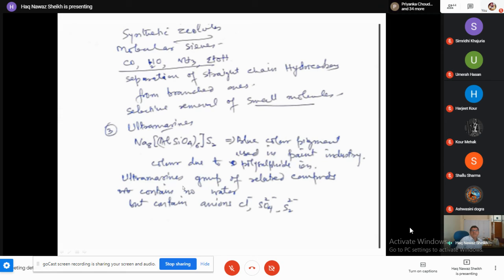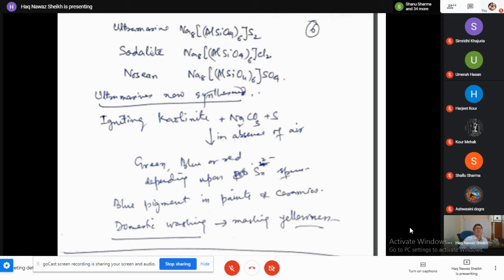So ultramarines are a group of related compounds that contain no water but contain anions outside the silicate, which is chloride, sulfate, or disulfide. So there are many polysulfides also used, say S4 2 negative, S6 2 negative, different types of sulfide anions. So ultramarine, this is one example, commonly known as ultramarine. Then sodalite, this is again an ultramarine in which you don't have sulfide but chloride. Otherwise, the rest is the same. Nosean is again instead of chloride you have sulfate.